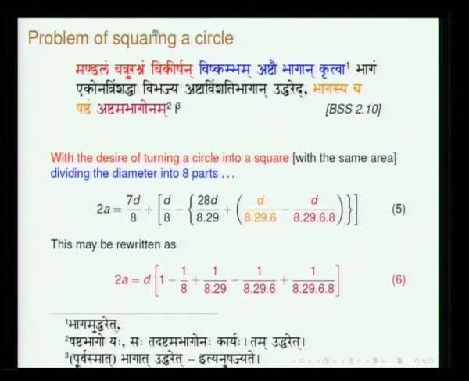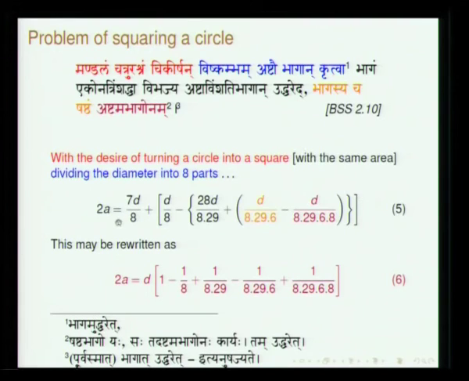So, we have the inverse problem. Earlier we discussed the problem of transforming a square into a circle. If we invert the problem, you have a circle which has to be transformed into a square, and for that we have an expression of this form which is given in the Sulva Sutras. Mandalam Chaturashram Chikirshan Vishkambham. Vishkambham is diameter. Vishkambham, Vistara, Vishkambha, Vyasa, all of them refer to diameter.